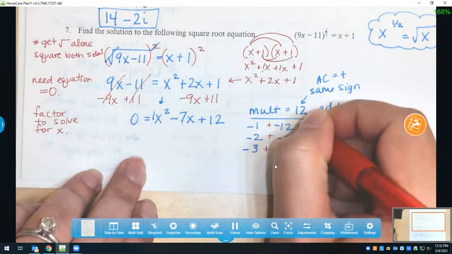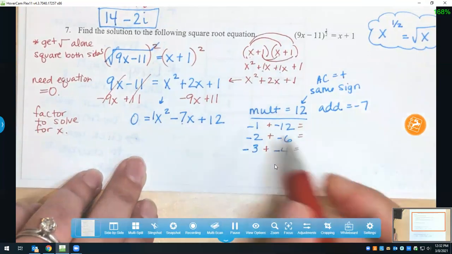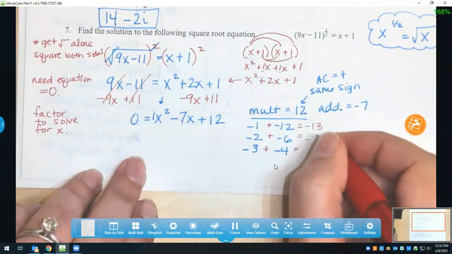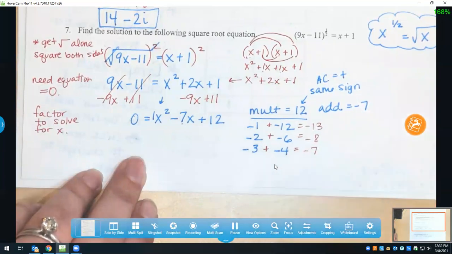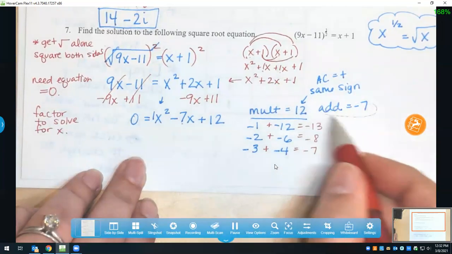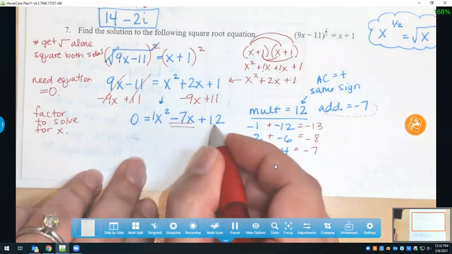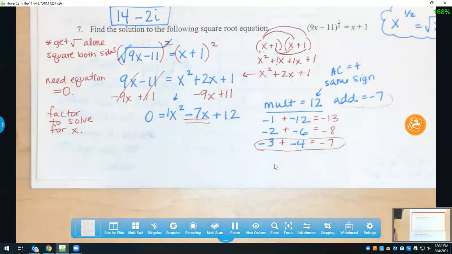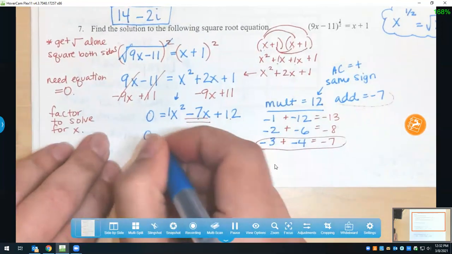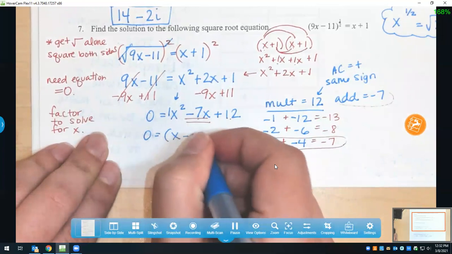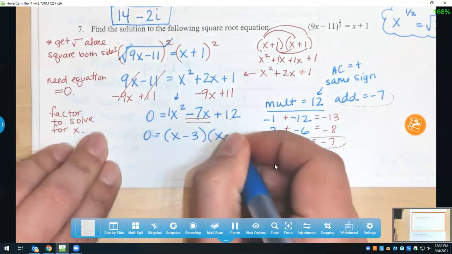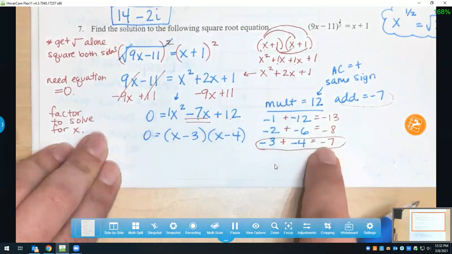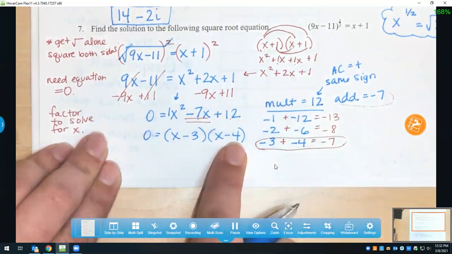In your heads, you're probably already seeing which one's going to give you 7. But you could check them all if you didn't see it. So if you add these all up, you're looking for which ones add to negative 7. So add to the middle, multiply to the back. And the hardest part's the signs. Once you find your signs, a negative times a negative is a positive, but a negative plus a negative is a negative. So this is perfect.